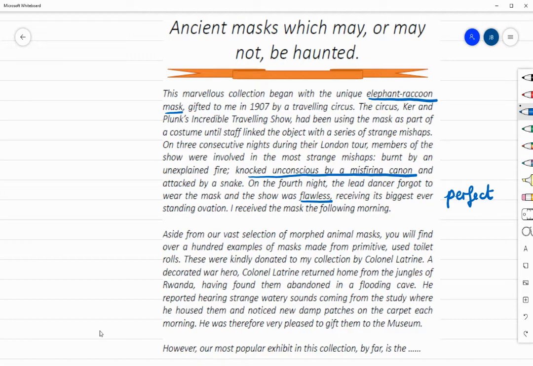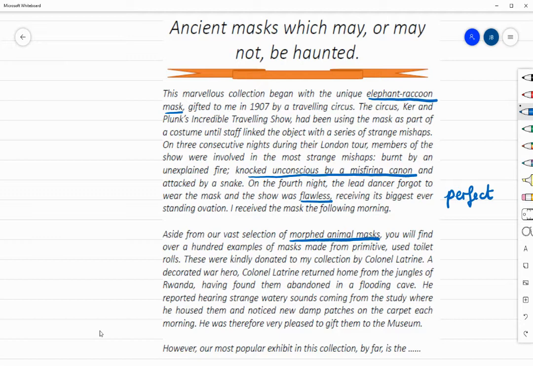Question 5. How does Randolph Bones describe the selection of animal masks? I'll give you a clue. It's in the second paragraph. If you said they are morphed animal masks, you are correct.